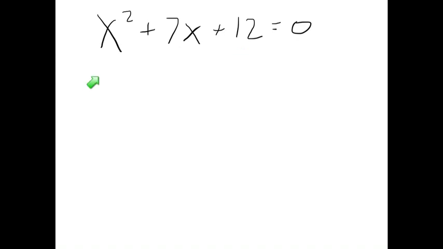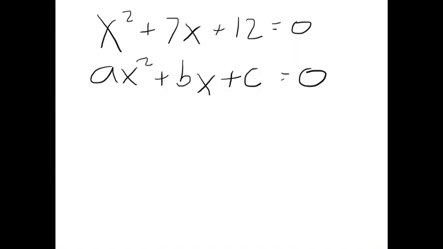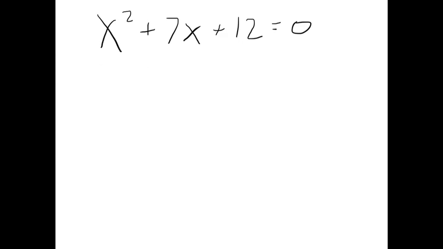So there's the x squared term, the x term, and the constant. And notice it's all set equal to 0. That's really important. So the a term is there, b term, and the c term. What we use here is what we call factoring. We're going to factor out two linear factors. They're called linear factors because each one is the equation of a straight line.